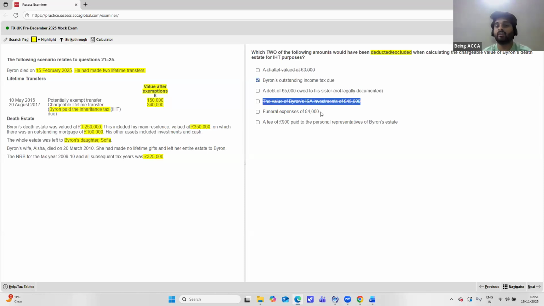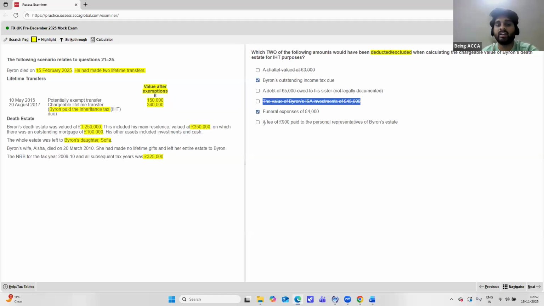All right. Next is funeral expenses of £4,000. Funeral expenses are usually related to the death of the individual, so they have to be deducted from their total death estate calculation. So this is again a right answer.